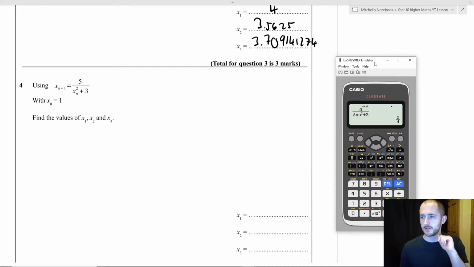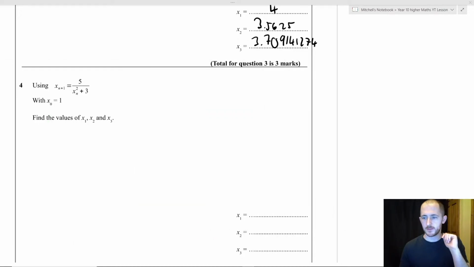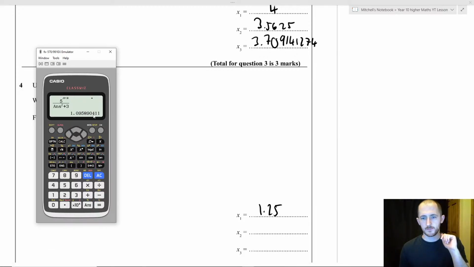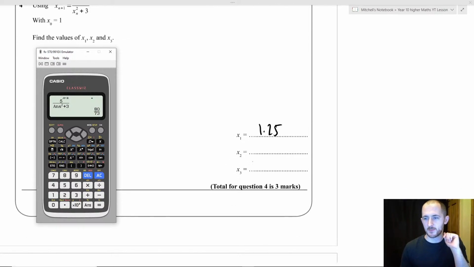But, yep, so 504. We should probably write it as numbers, right? Oh god, let's write it as a fraction actually, just to make my life a bit easier.